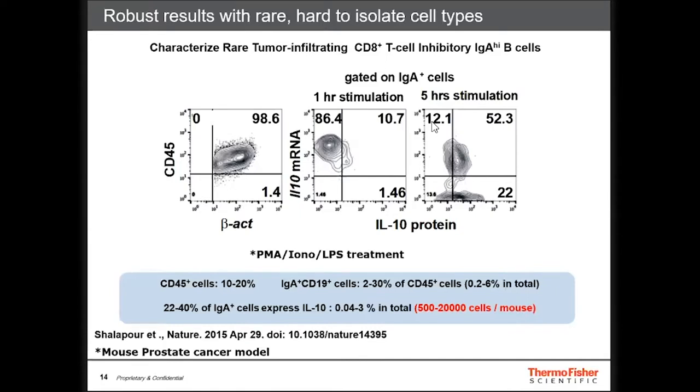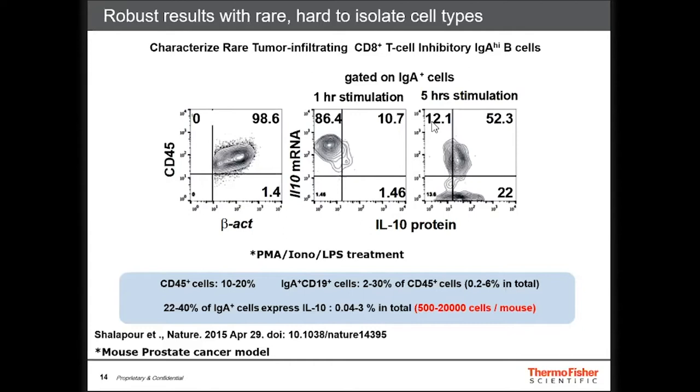In this case, initially on the left here, they just did a positive control, staining for CD45 and then beta-actin as their positive control gene, seeing that essentially all of the cells there are expressing that transcript, so the assay is working well there.